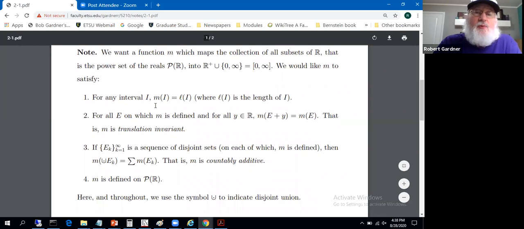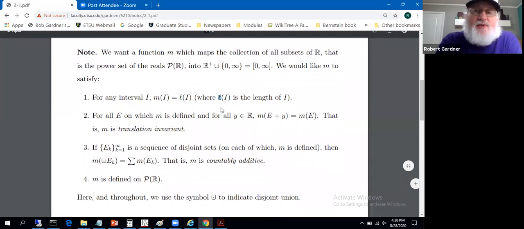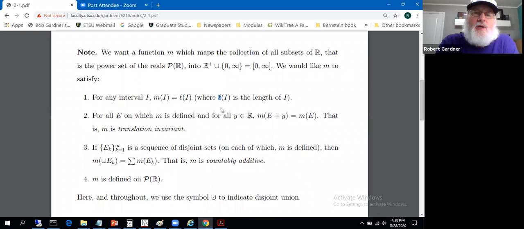For any interval, we want the measure of that interval to equal its length. We use this little calligraphy L to represent the length of an interval. So we desire that the measure of an interval be the length of that interval. I already need the infinity symbol because some intervals are unbounded. So we're allowing, of course, measures of sets to be infinite. The whole real numbers is an interval, and the measure of the whole real number line should be infinity as well.